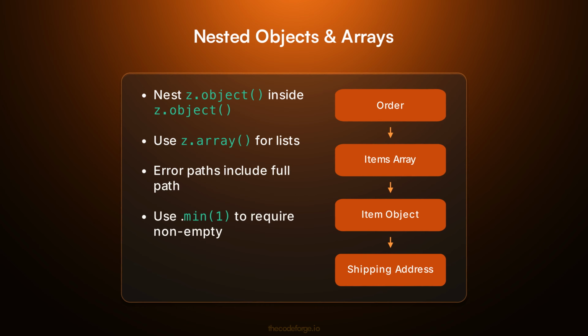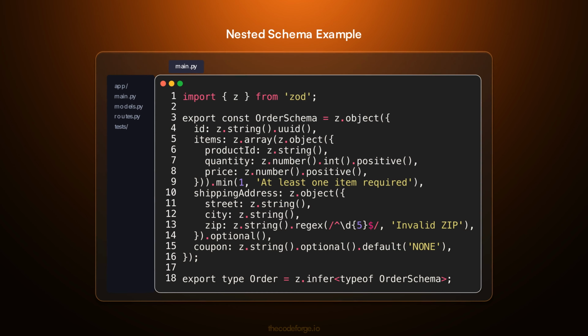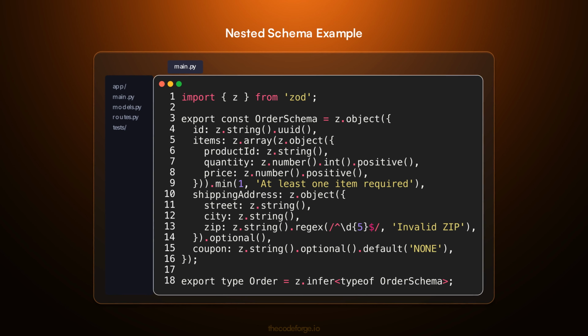Real-world data is nested. Zod handles this with nested objects and arrays. Error messages include the full path like items, 0, quantity, making debugging easy. This order schema validates a nested items array and an optional shipping address. The min(1) ensures at least one item, preventing division by 0 errors.